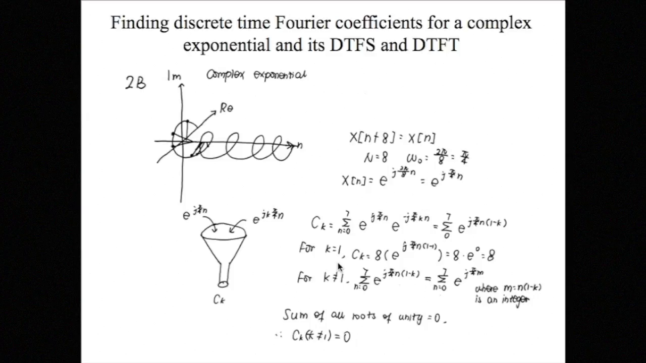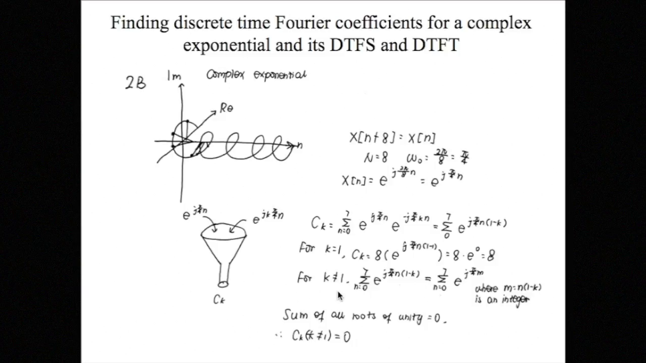We need to note that we replace the value of n from 0 to 7, which would be 1 period. So we can calculate ck accordingly. For k equals 1, we have ck equals 8 times e to the power of j pi over 4 n times (1 minus 1), which equals 8 times e to the power of 0, equals 8.